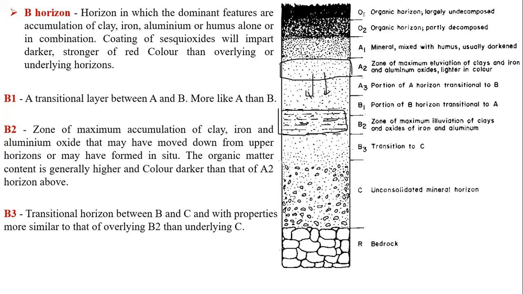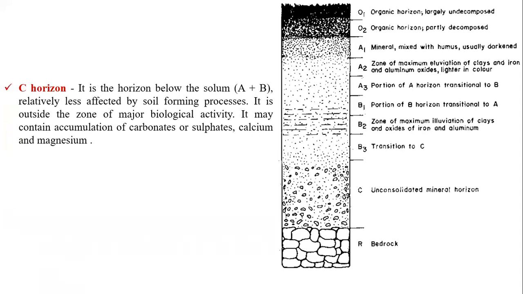We will see next, it's the C horizon. It is a horizon below the solum. A plus B horizon is called solum, students. Remember this. Solum is relatively less affected by the soil forming process. It is outside the zone of major biological activity, so here we can't expect any major biological activity. It may contain accumulation of carbonates or sulfates of calcium and magnesium. So there is some sort of accumulation taking place in this C horizon.